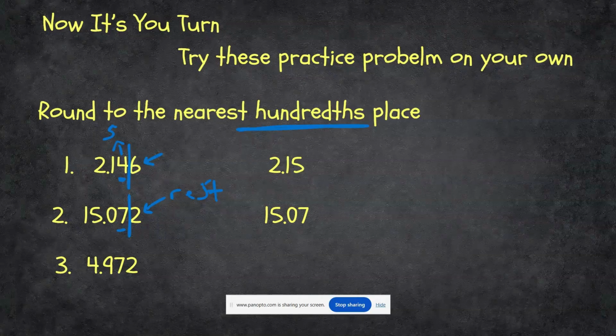And then finally, our last one, we underline the hundredths, which is our 7, draw a vertical line, and it's a 2 again. So again, that 2 is 4 or less. We are going to let that 7 rest. And our answer was 4 and 97 hundredths.